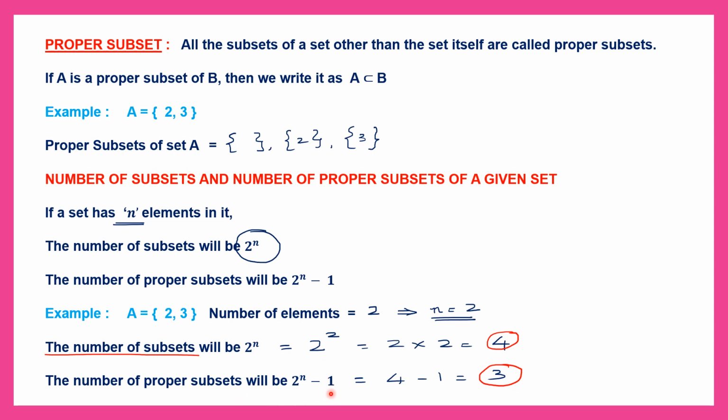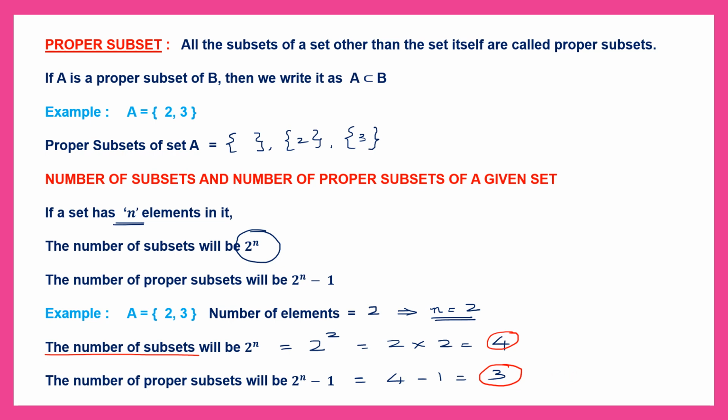Why are we minusing 1? Because we are going to remove the set itself. In the subsets, the set itself will be there, but in the proper subsets, that will not be there. So you just have to remove 1. That is how we find out. We will use all this when we do our exercise.